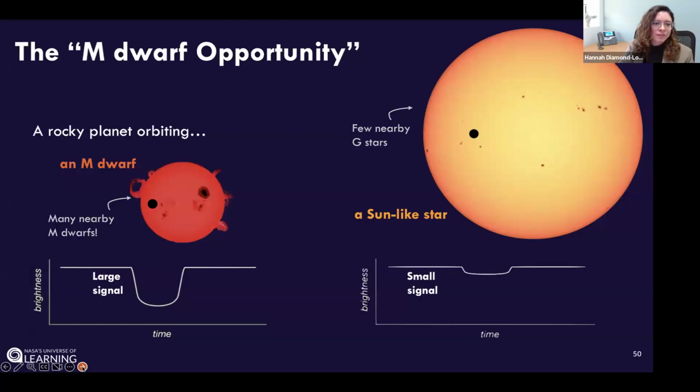Next slide. This is going to draw upon what Natalie and Jegug have focused on already. It's a reiteration to say that there is an opportunity when observing M dwarfs if you are interested in small rocky worlds. A rocky world has to be a small planet. A rocky planet orbiting an M dwarf produces a large signal. The same sized planet orbiting a sun-like star will produce a relatively much smaller signal. There are also many more M dwarfs in our solar neighborhood, presenting more opportunities to detect and study these types of planets. Next slide.